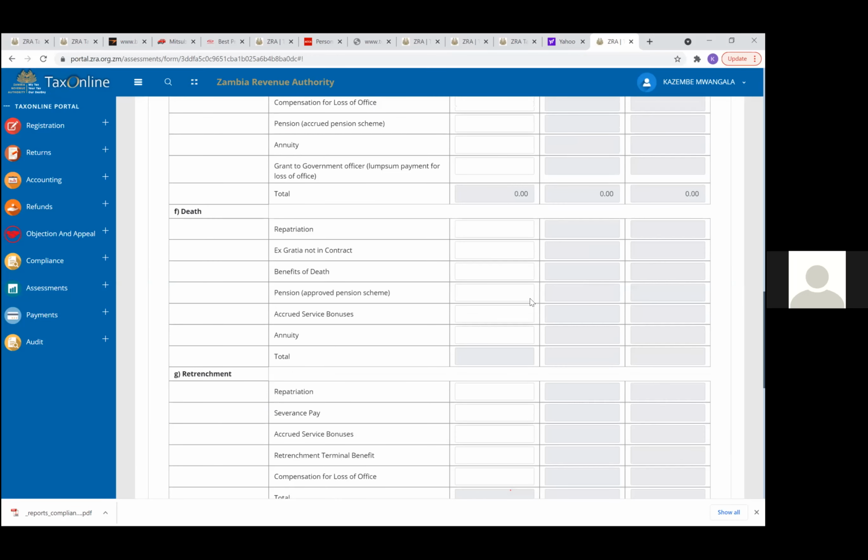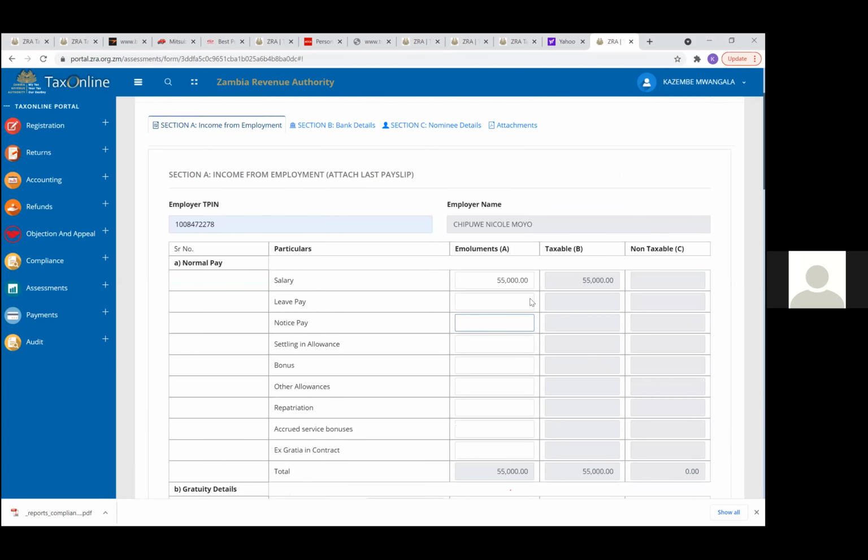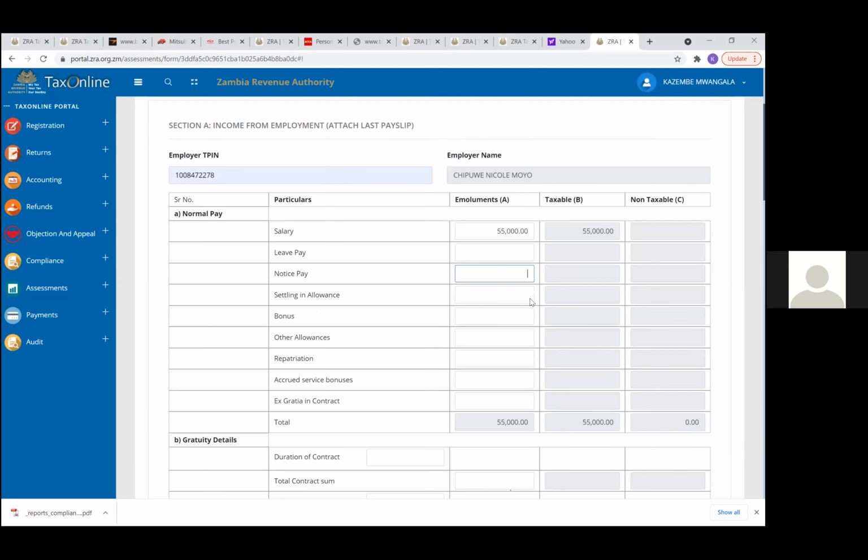And emoluments, we've got taxable or non-taxable. So there are emoluments, but some may be taxable, some may not be taxable. Like in the case of salary, it's taxable. Leave pay, notice pay, settling in allowance, bonus, other allowance. This is where transport allowance may come in, repatriation, accrued service bonus, ex gratia.